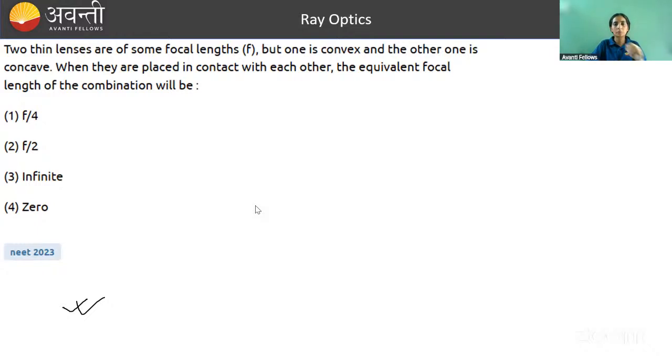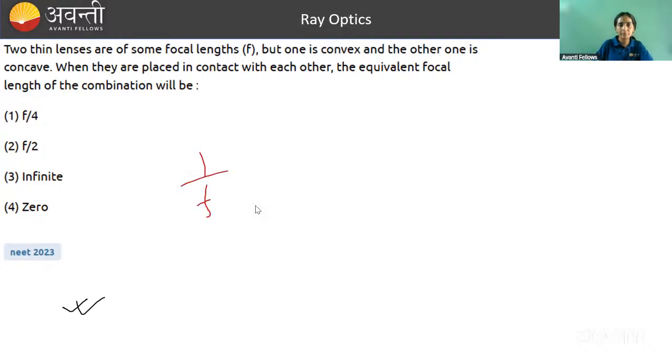क्या होगा आंसर, बताओ जल्दी से। Two thin lenses, one is concave, another is convex. Both are having the same focal length value. What will be the focal length of the combination of lenses? That is the question. Okay, I got two correct answers, one wrong. How will you solve it?